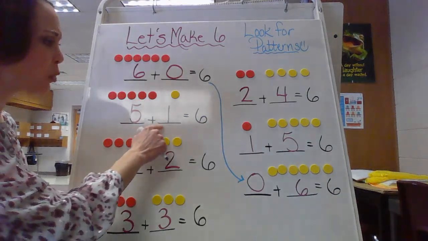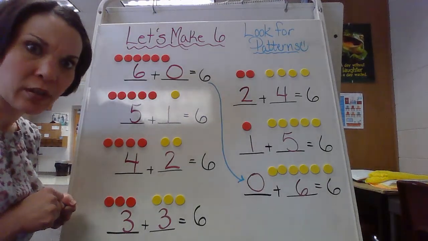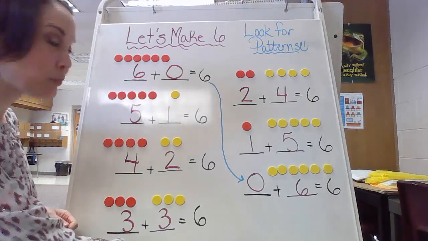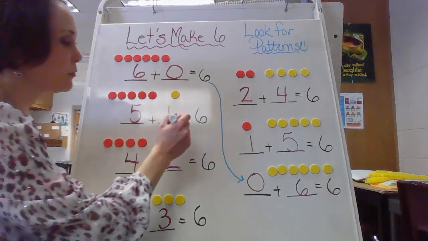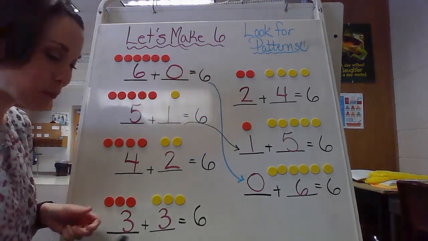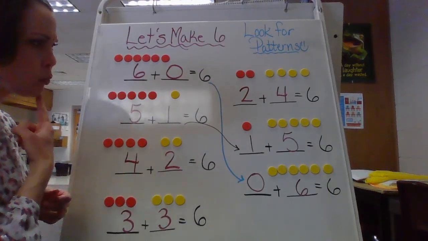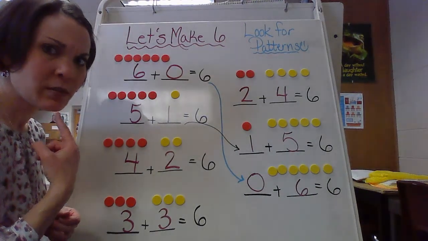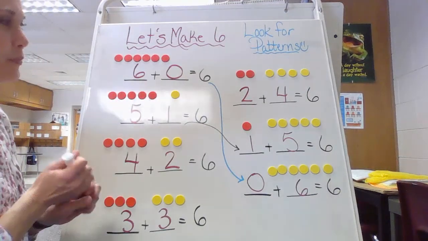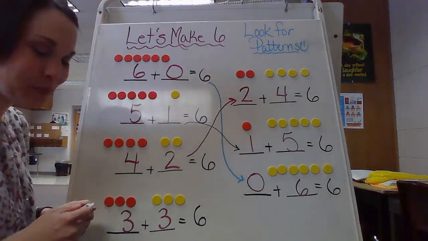Look at 5 plus 1. Get your detective eyes on. Do you see another 5 and 1 or 1 and 5? I know I do. Right there. There's another flip-flop. What about 4 and 2? Do you see another one of those? 2 and 4? I sure do. Right there. There's another flip-flop.